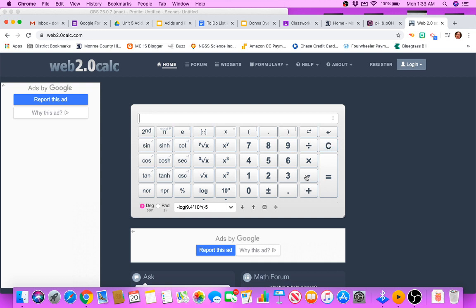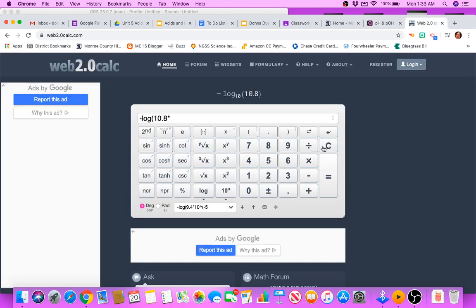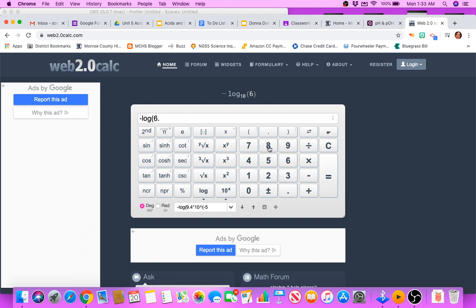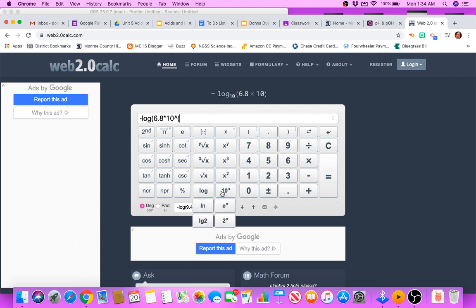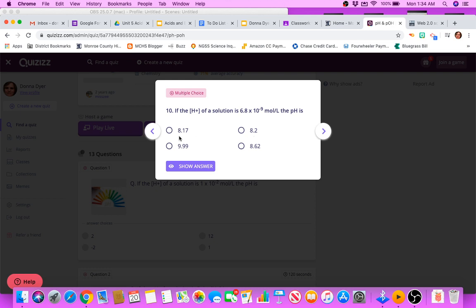So clear. Negative log, wait a minute, I think I did that wrong. 6.8 times 10 to the minus 9. Let me do that again. Negative log 6.8 times 10 to the x minus 9 equals. And we get 8.17. So it looks like it's probably going to be this one right here. Show the answer. It is 8.17.